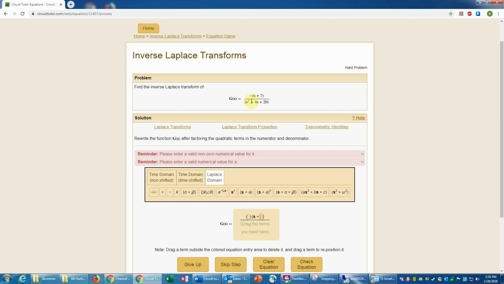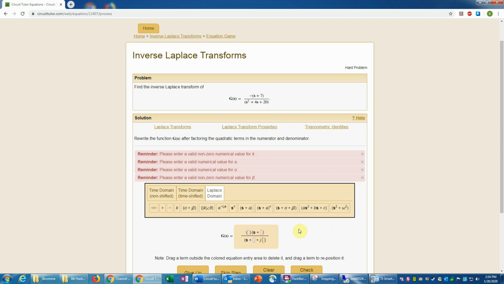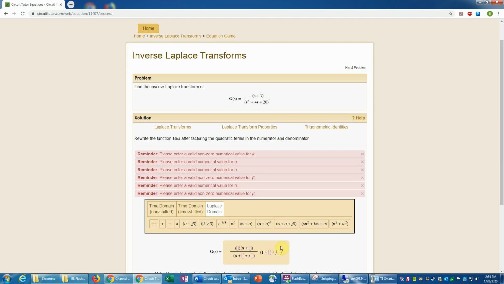And now, because I know those are going to be complex numbers, I'm not going to use s plus a, because a has to be a real number in this term. So if it's going to be a complex root, I need to use the s plus alpha plus j beta type of term. So I'll put that in there. And then I need a second term of that nature, which I need to make sure I get down in the denominator. There we go.